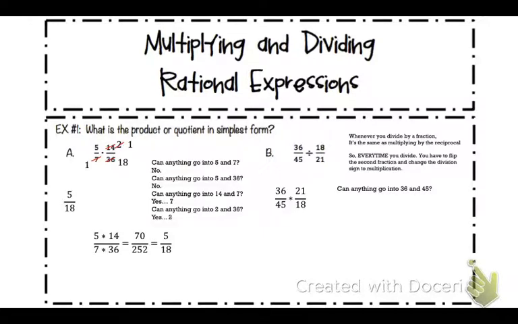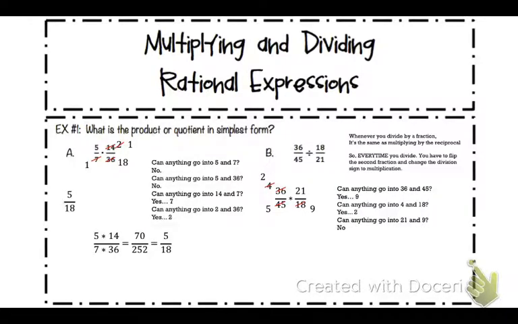Can anything go into 36 and 45? Yes. 9 can. 9 goes into 36 4 times. 9 goes into 45 5 times. Now can anything go into 4 and 18? 2 can. 2 goes into 4 twice. 2 goes into 18 9 times. Now we're going to move to the 21. Can anything go into 21 and 9?